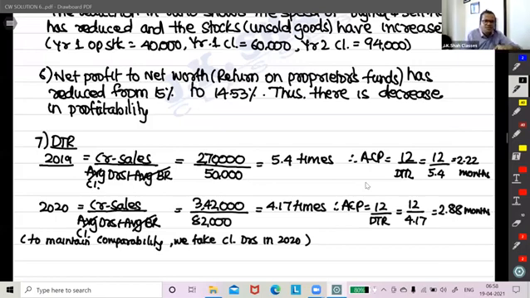Mahesh Modi, you use some scale on the book. You're reading wrong values. Mahesh, credit sales is not 298. 298 is cost of goods sold.